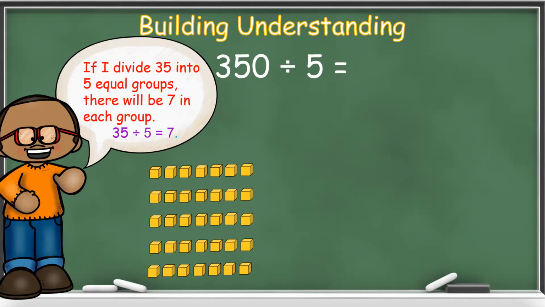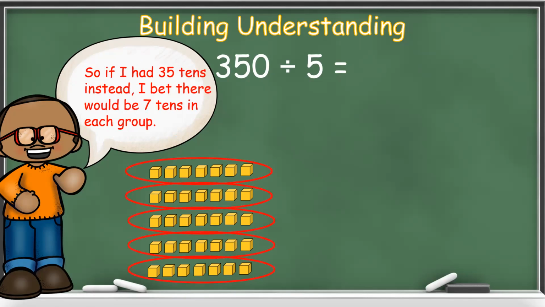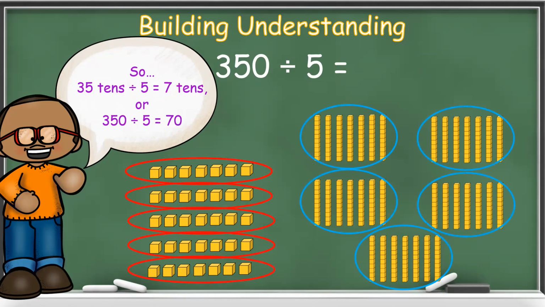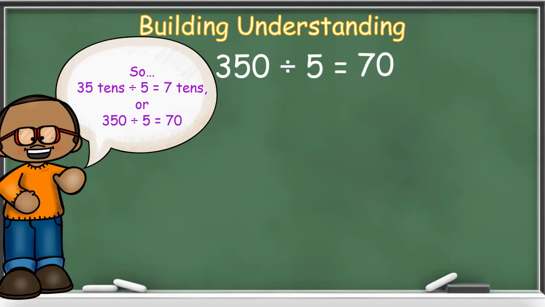So I take that and I just think of that instead of just 7, it would be 7 tens. So now 35, instead of that, I would have 7 tens in each group. So here I have my 7 tens. It's still 5 groups, but now there's 7 tens because there's 1 zero. And if it was 3,500, it would be 700s. And that's still in 5 equal groups. So 35 tens divided by 5 is 7 tens, or 3,500 divided by 5 is 700.